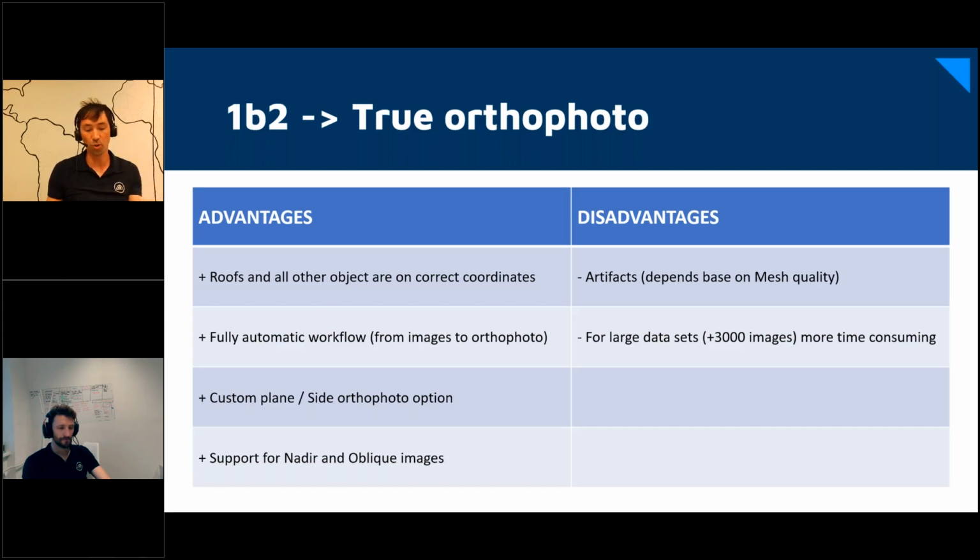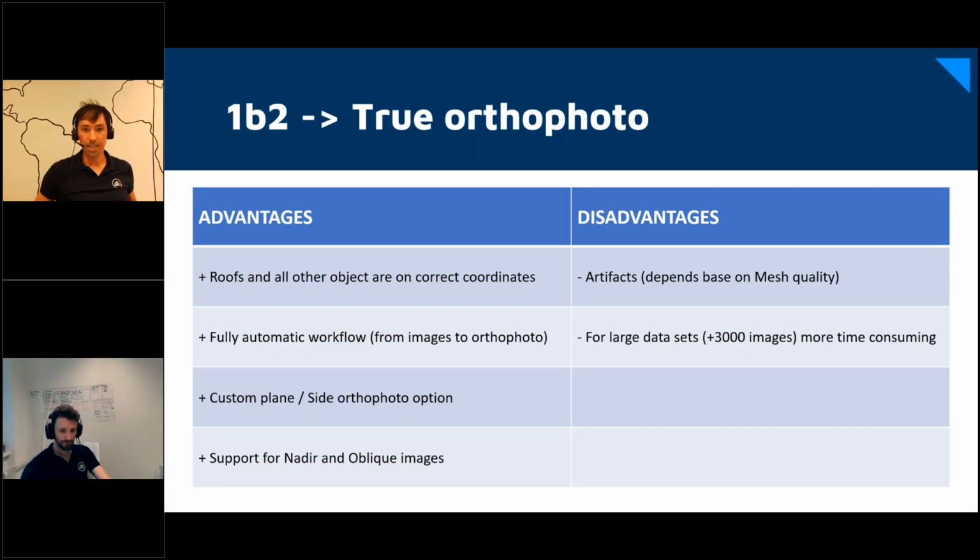So support of nadir and oblique images in a single project, it's not a problem. Actually, the more oblique images you have, the better the end result should be. But also just with nadir images, you should get a nice true orthophoto if you're interested just in the orthophoto.